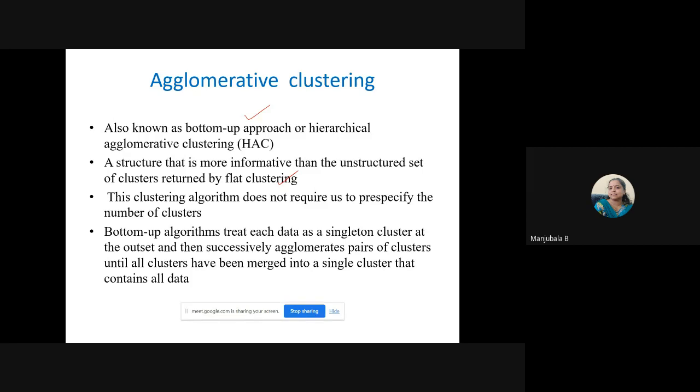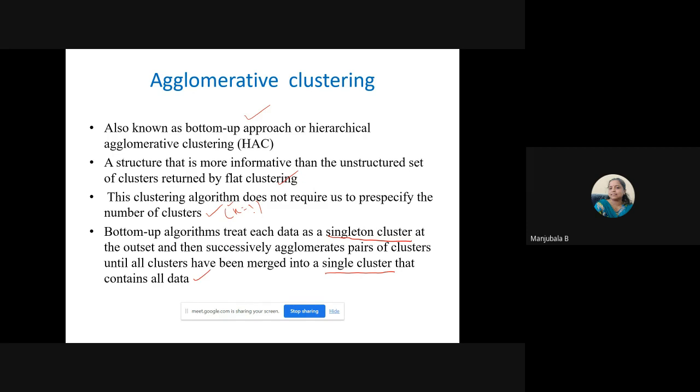Agglomerative clustering doesn't require us to pre-specify the number of clusters, as we do in K-means clustering, where we assign the value of K. In agglomerative clustering, this pre-specification of the number of clusters is not required. As I told, each data point is considered as a single-turn cluster initially. Then successively we add the data points to form clusters, until all the clusters have been merged into a single cluster that contains all the data.